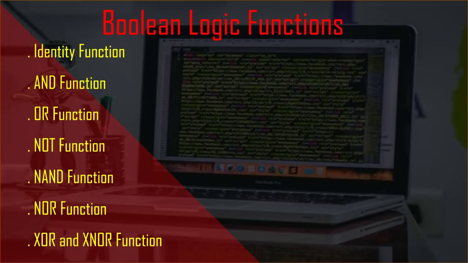In this lesson, we will be exploring the basic Boolean logic functions that are essential for creating sophisticated control systems. Specifically, we will be covering the following functions: identity function, AND function, OR function, NOT function, NAND function, NOR function, XOR function, XNOR function. Each of these functions performs a specific logical operation and plays a crucial role in PLC programming. So let's dive in and learn how to use these powerful tools to create effective control systems.